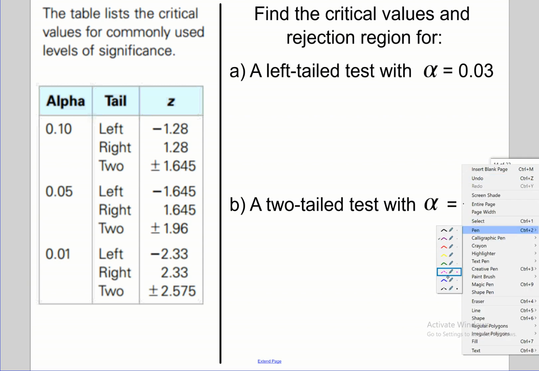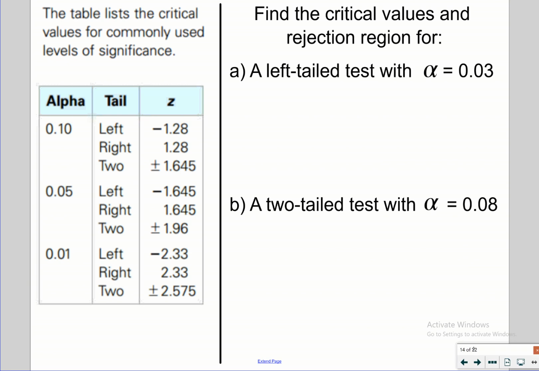All right, so let's say you have an alpha of 0.1 and it's a right tail test, the z-value of 1.28 is where that rejection region is going to start on the right. Or if you have an alpha of 0.05 and it's a two-tail test, then you're going to have rejection regions that start and stop at positive and negative 1.96.